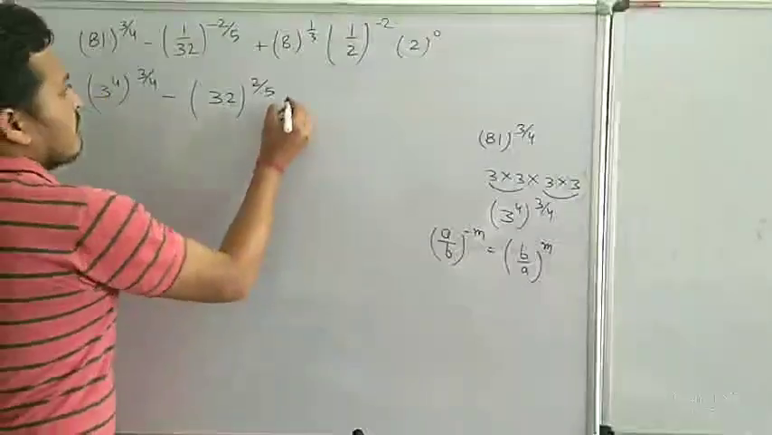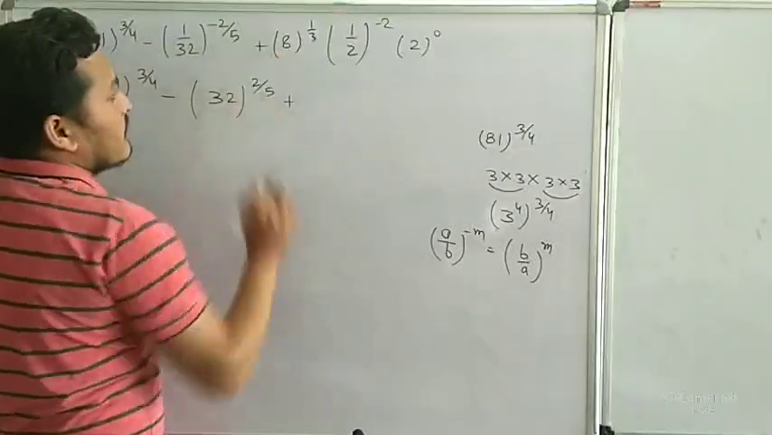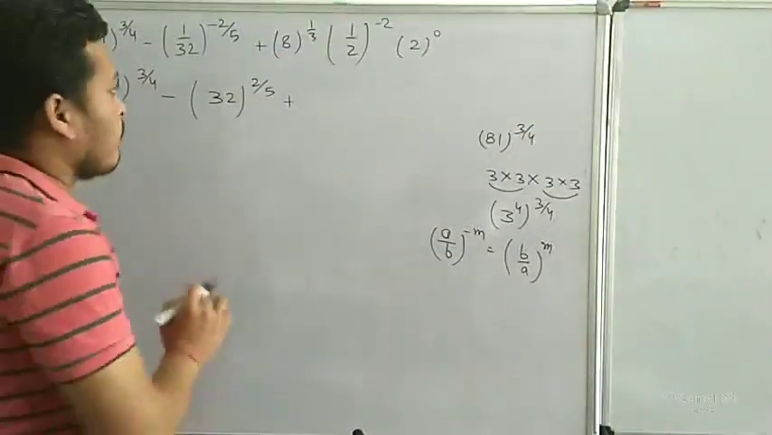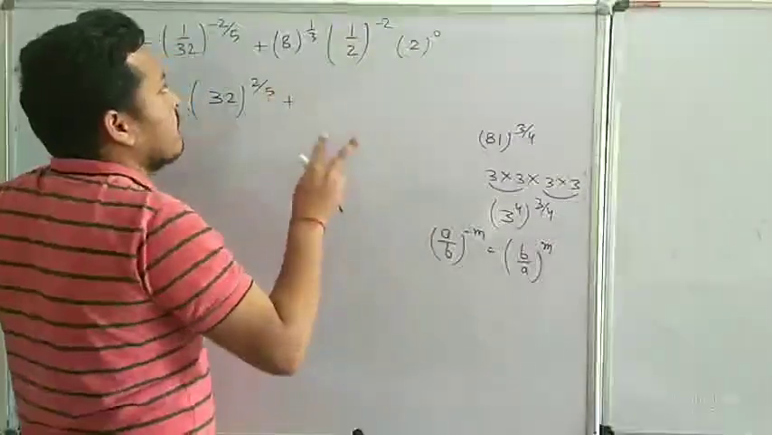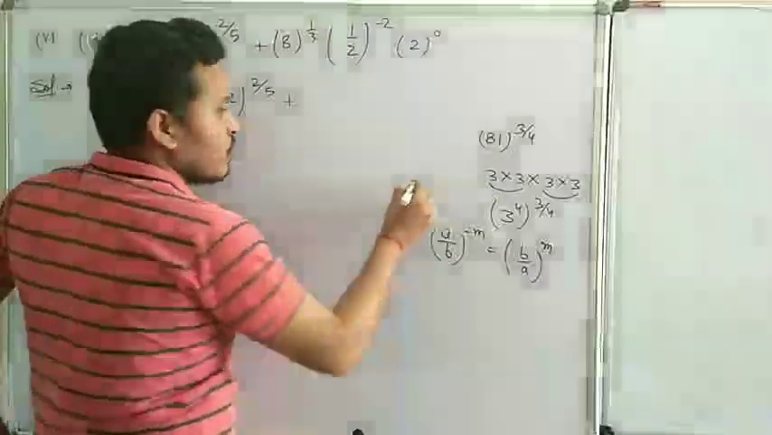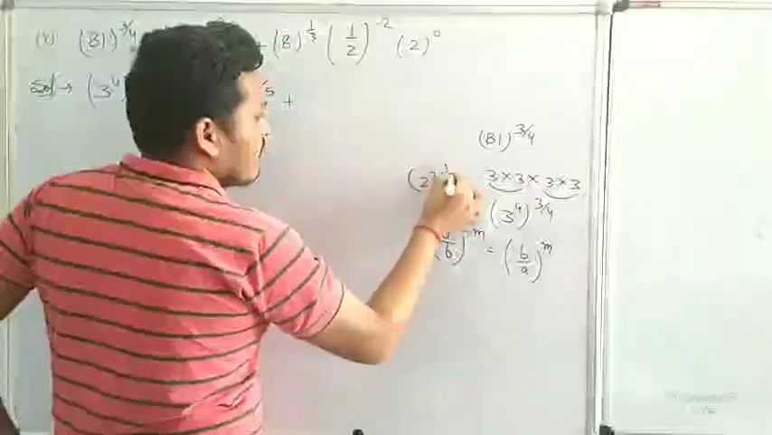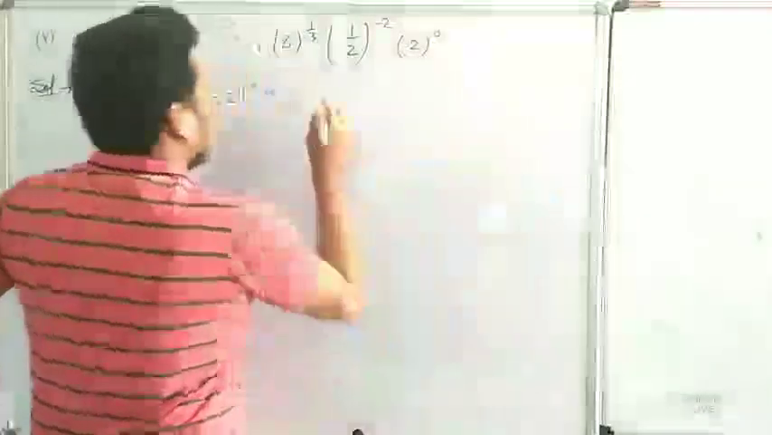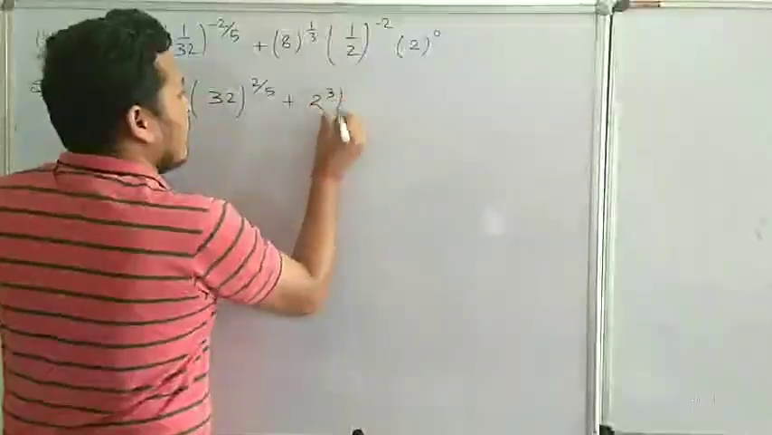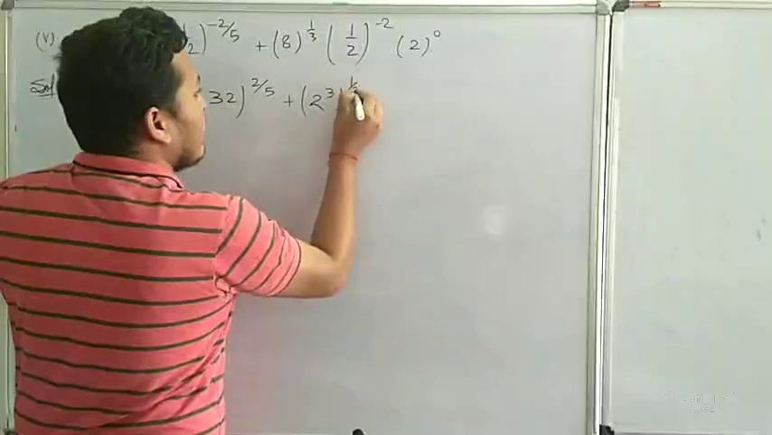Okay, then plus 8. How can you convert the 8 into the simple form? We can write 2 multiplied by 2, so then it becomes 2 to the power 3. So 2 to the power 3 and whole to the power 3. So this 3 and 3 can be cut out to each other. Okay, so then 2 to the power 3 and whole to the power 1 by 3.